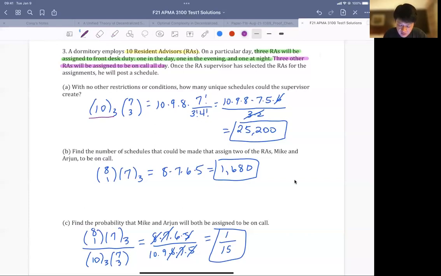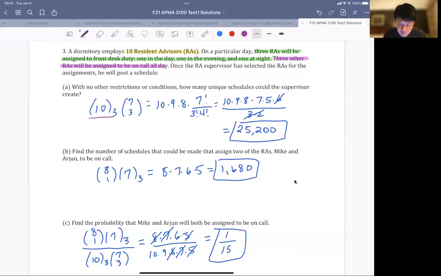Out of all the 10 RAs, first I pick 3 out of these 10, but I want to pick them in a given order. That's why you have a 10 permute 3 kind of situation. And second, this basically gives you the 3 RAs to be assigned to the front desk duty.